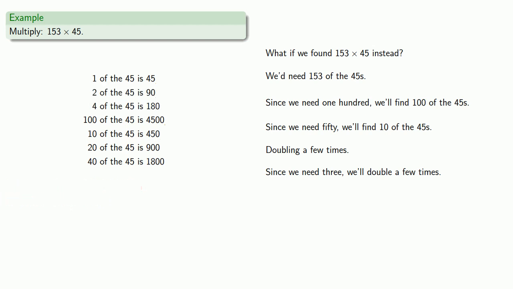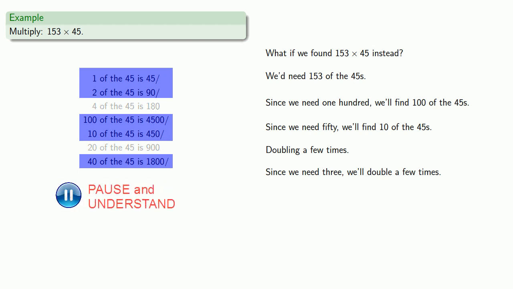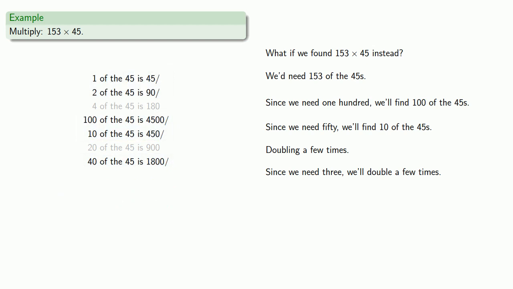And so let's identify the pieces we need. We need 100, we need 50, that's this 10 and this 40, and we need 3, that's 1 and 2. But we don't need the 4 or the 20, so we'll ignore them. And we'll add these together. And we see we get the same product regardless of which multiplication we actually performed.